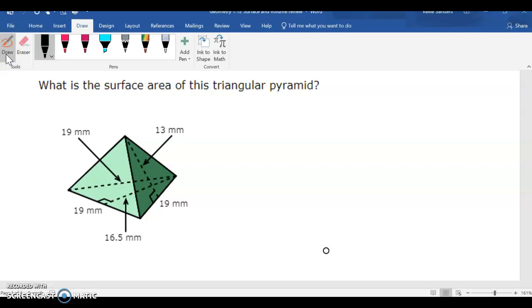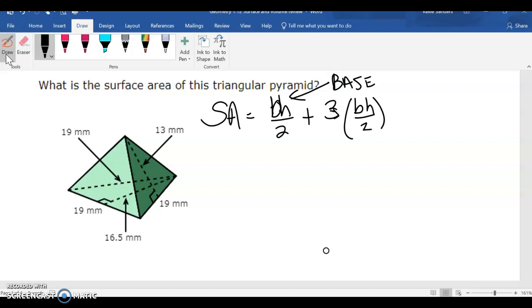It says, what is the surface area of this triangular pyramid? There are 4 surfaces that we need to figure out the area of. We have the base, which is the triangle, so that would be base times height divided by 2. And then we have the 3 sides that are going up to the point, and all of those are the same size. So we have 3 triangles that make up the faces, and that would be base times height divided by 2.